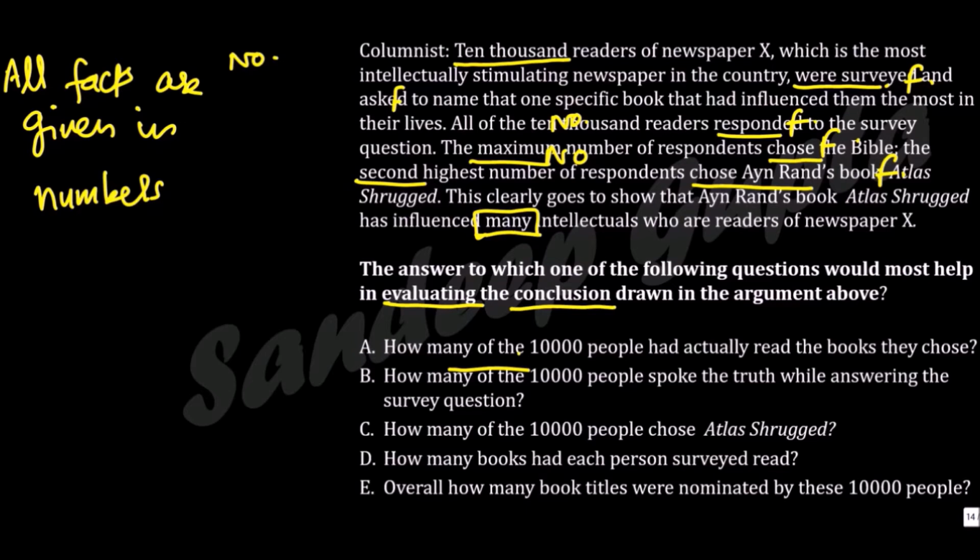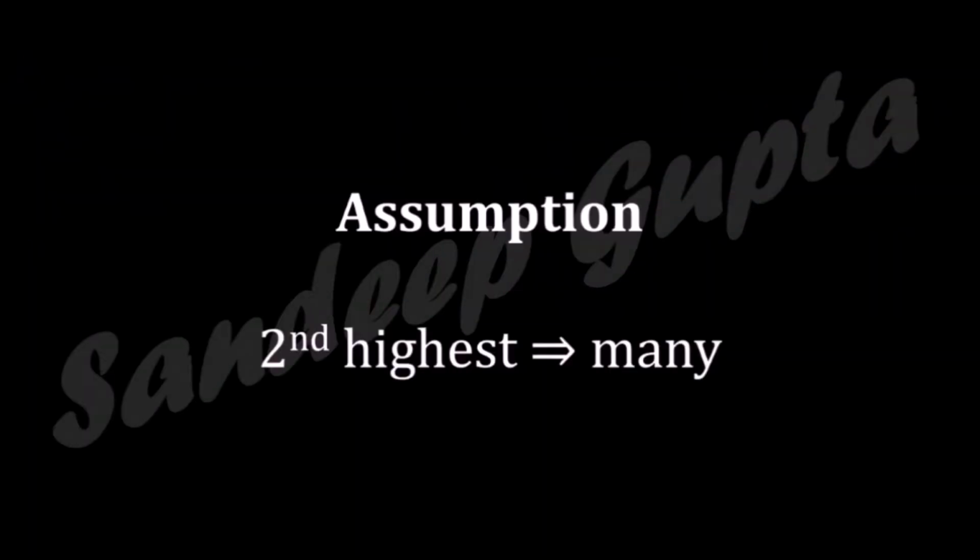Now the best way to attack critical reasoning is always to attack the author's assumption. So you have to really ask, what is the assumption made by the author? The author assumes that second highest is automatically equal to many, but second highest could just be equal to 1 or 2 out of 10,000. So it is not necessary that second highest is equal to many. That is the assumption we are breaking.